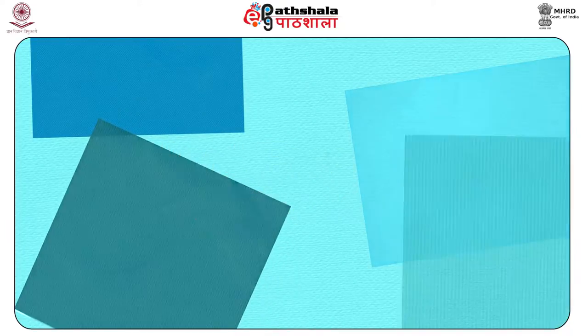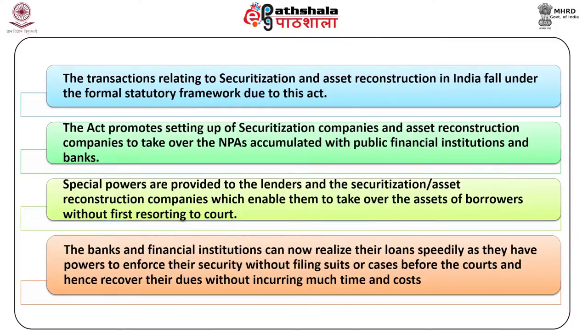Salient provisions of the law. The transactions relating to securitization and asset reconstruction in India fall under the formal statutory framework due to this Act. The Act promotes setting up of securitization companies and asset reconstruction companies to take over the NPAs accumulated with public financial institutions and banks. Special powers are provided to the lenders and the securitization or asset reconstruction companies, which enable them to take over the assets of borrowers without first resorting to court. The banks and financial institutions can now realize their loans speedily as they have powers to enforce their security without filing suits or cases before the courts, and hence recover their dues without incurring much time and cost.